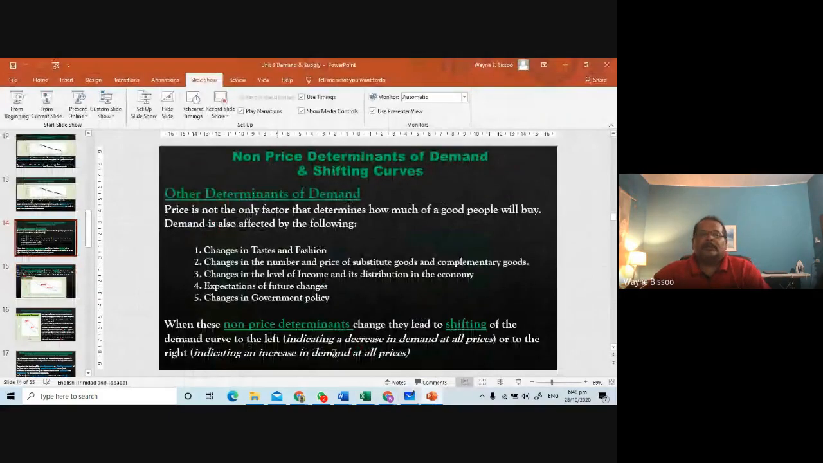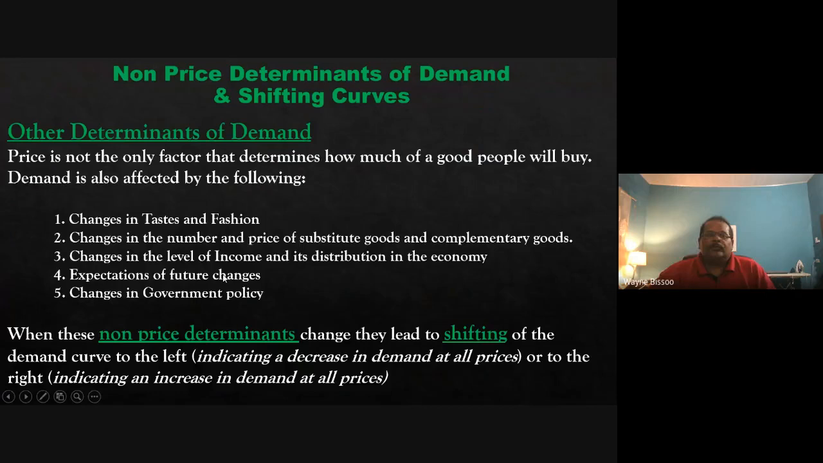He talked about hair. So taste and fashion are very similar, right? So you could grasp that one. What do you think he means by changes in the number and price of substitute goods and complementary goods? Well, there's a lot to unpack in that statement. So let's look at a simpler one for now. Changes in the level of income and its distribution.